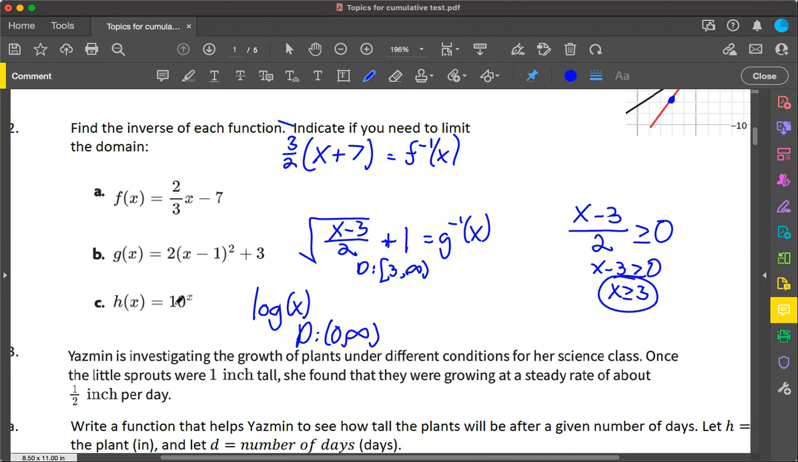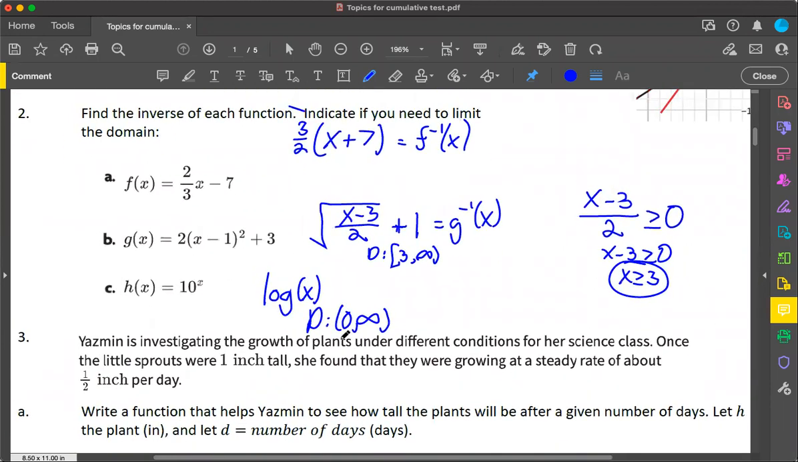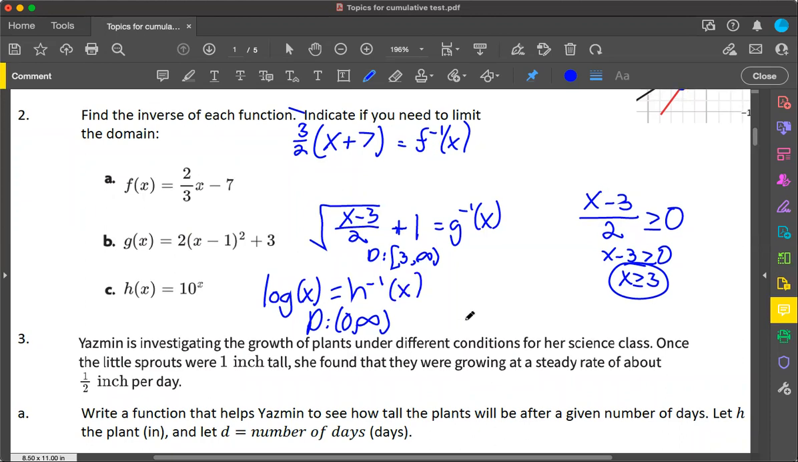The opposite of an exponential function is a log function. Luckily, it's base 10. And the domain for that's from 0 to infinity, parentheses. So there you go. Functions are there. Was that easy? Was that tough? You should be pretty good with this because you've seen it before.